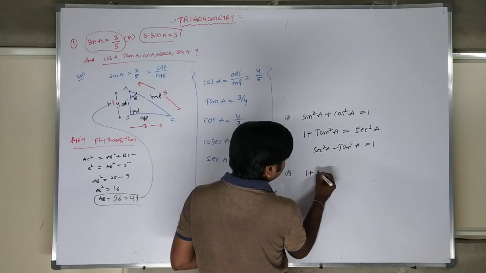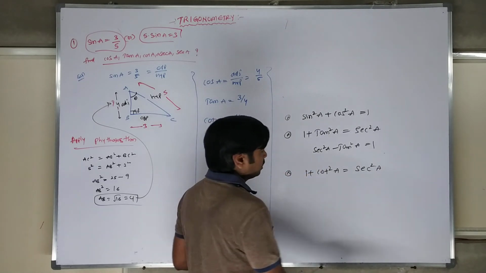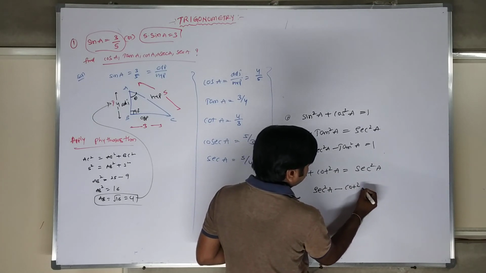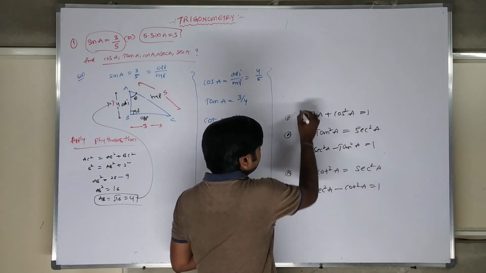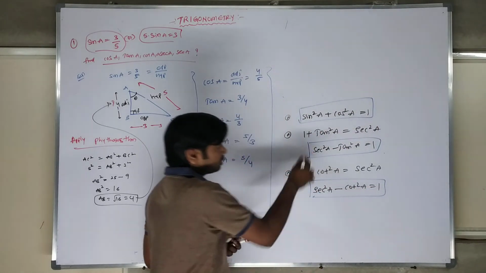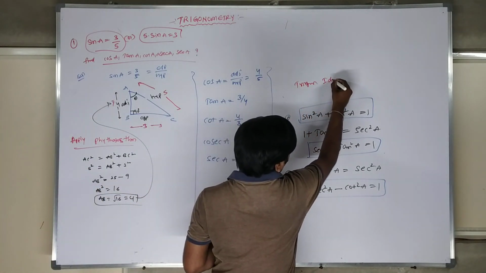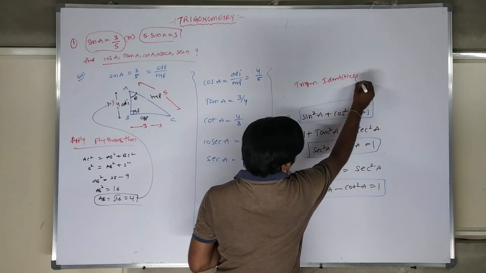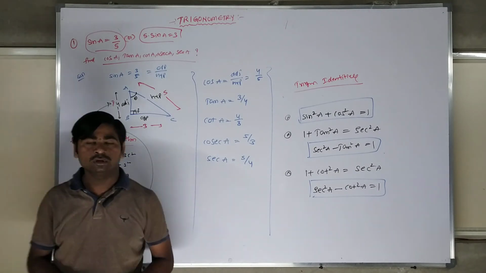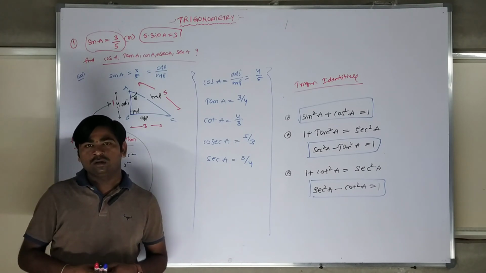Third important relation: 1 plus cot square A is equal to cosecant square A. This is also a unique relation. You can write it clearly: cosecant square A minus cot square A is equal to 1. These are the relations we use when doing problems. These are the trigonometric identities. These 3 you can use. I hope it is very clear. This is the fundamental foundation required to do your problems. Thanks for watching. Keep continuing for the next videos, next class.